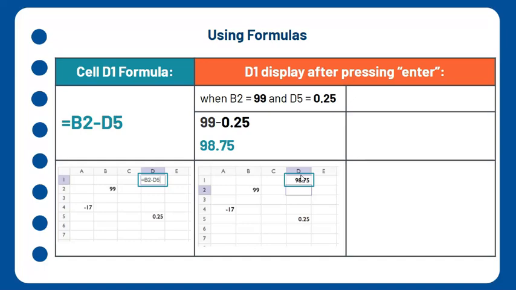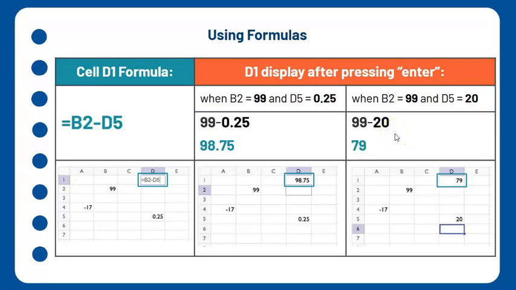Changing the values in the cells used in a formula will automatically update the value of the formula. Suppose the value in cell D5 changed from 0.25 to 20. Since the formula in cell D1 is subtracting B2 and D5, the spreadsheet is now calculating 99 minus 20. We can see that the value in cell D1 changed to 79.